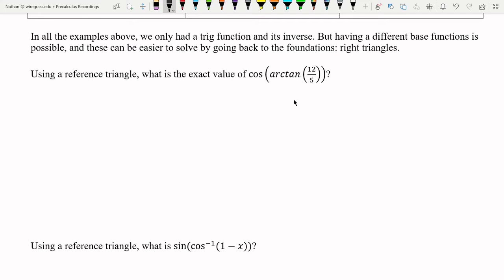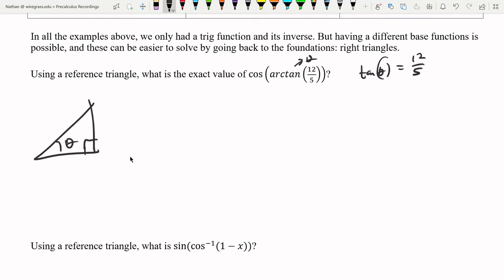But a reference triangle, specifically in this case where we're looking at two different trig functions, we're going to use right triangle trig to solve it. So we have cosine and arctangent. Now, arctangent, this is just an angle. So you could say that this tells us that tangent of theta equals 12 over 5.